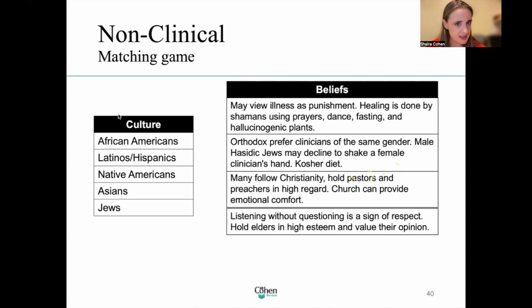Listening without questioning is a sign of respect. Hold elders in high esteem and value their opinion. Who do you think these people are? Exactly. These are your Asians.